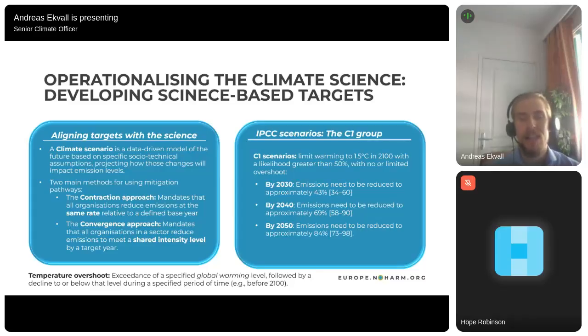When we talk about aligning our headline targets with the Paris Agreement, the global best practice is to use the contraction approach based on the Intergovernmental Panel on Climate Change C1 scenarios. These are highly ambitious pathways designed to limit global warming to 1.5 degrees by the year 2100. And by hard-coding these benchmarks into our target levels and years, we ensure our institutional targets mirror the exact pace and demand set by the climate science.